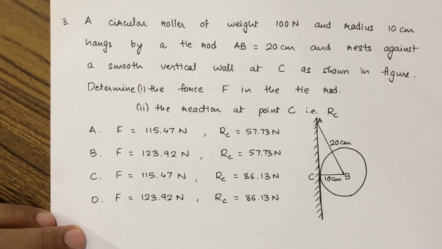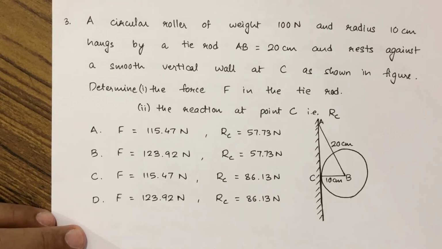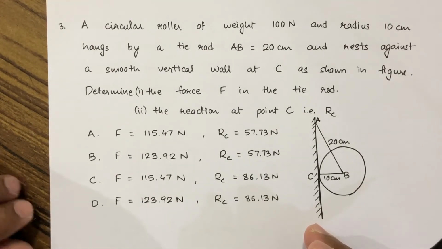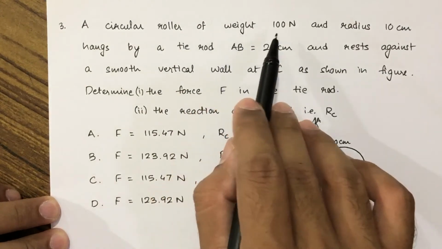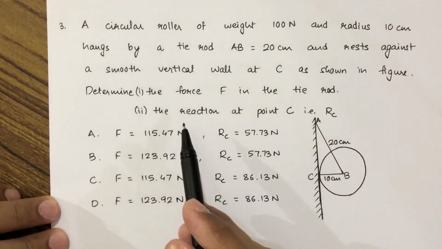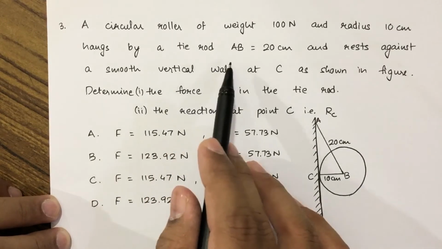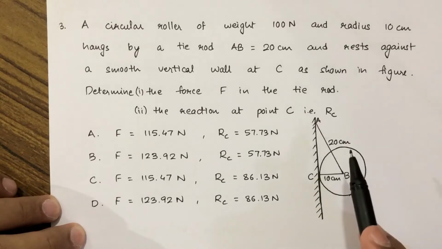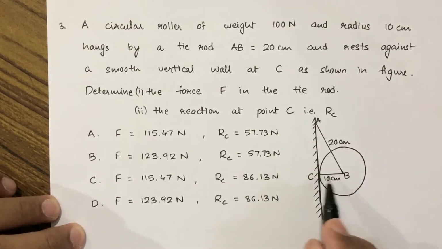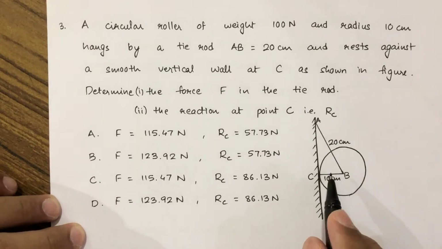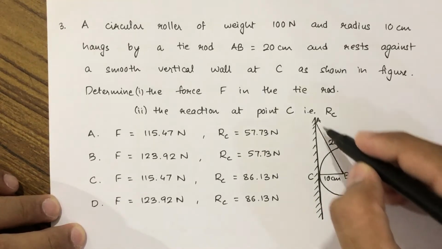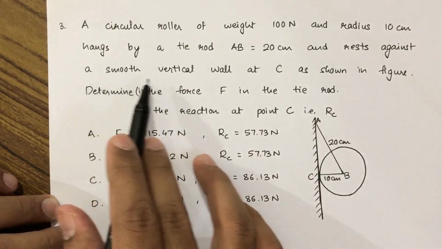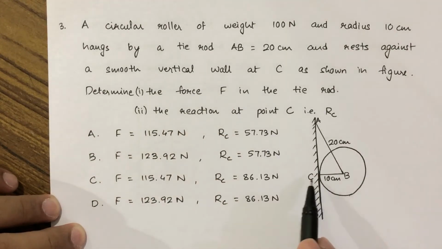Now this problem will be based on FBD as well as the conditions of equilibrium that we have seen in our previous video. A circular roller of weight 100 Newton and radius 10 centimeter hangs by a tie rod AB equal to 20 centimeter. So this is a circular roller. It has a weight of 100 Newton and radius is 10 centimeter. It hangs by a tie rod AB which is having a length of 20 centimeter and rests against a smooth vertical wall at C.